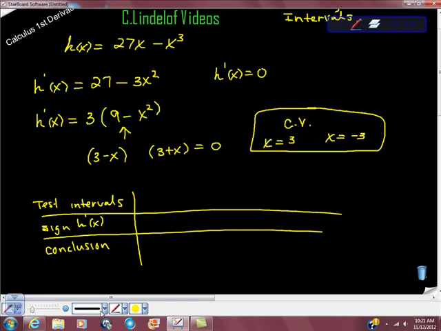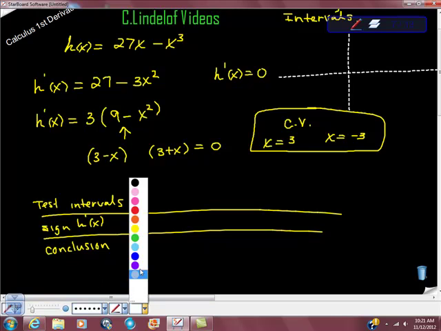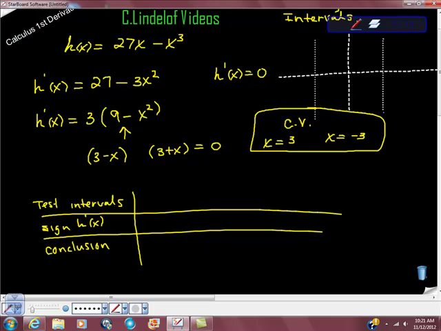So if you look at it this way, we have this thing looks like this, doesn't it? This is the x-axis, let this be the y-axis. And then our critical values are here, aren't they? We have a critical value at x equals negative 3, and a critical value at x equals 3. So can you see we have 3 intervals now?